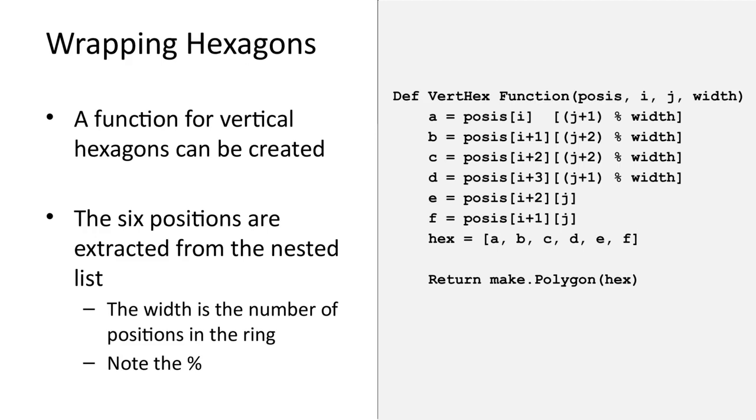The first step is to write the function for the vertical hexagon. The arguments to the function are the same as the quad function. The body of the function gets 6 positions out of the nested list. It then creates and returns a polygon. As with the quad function, the key thing to note is the use of the modulus operator. Whenever a number is added to the J index, the modulus operator is applied. This will ensure that the hexagons will wrap correctly.